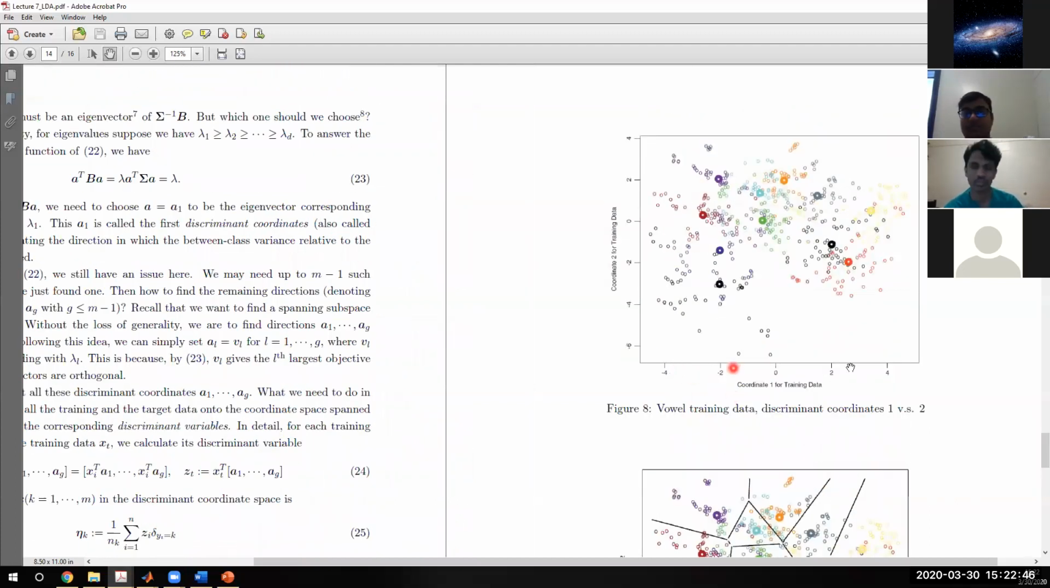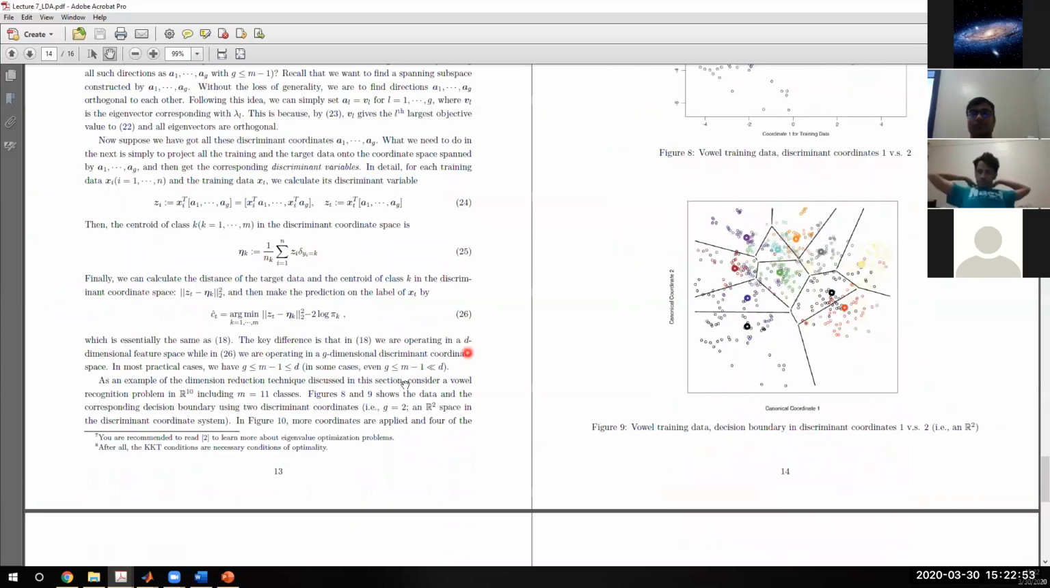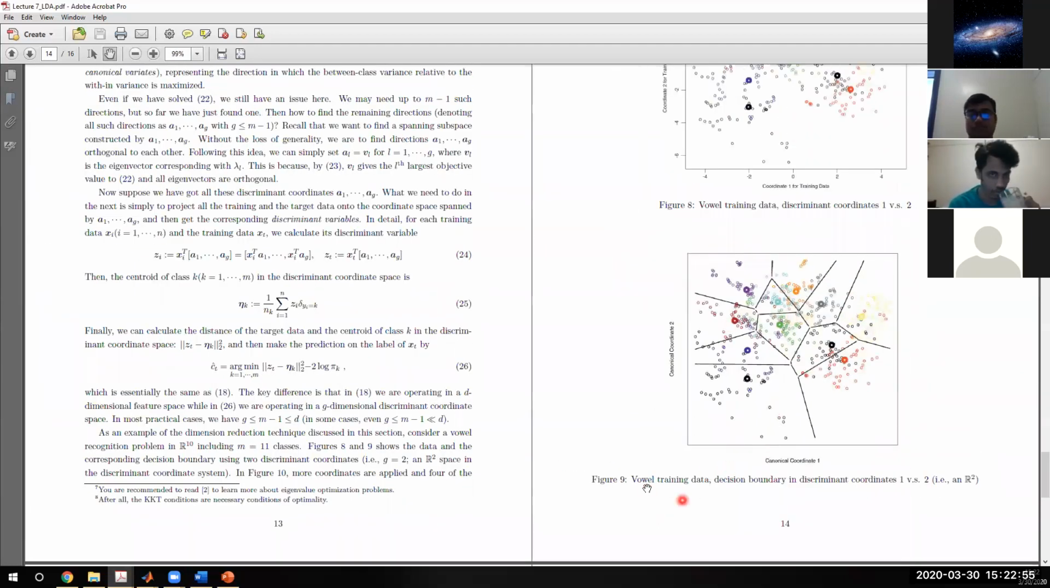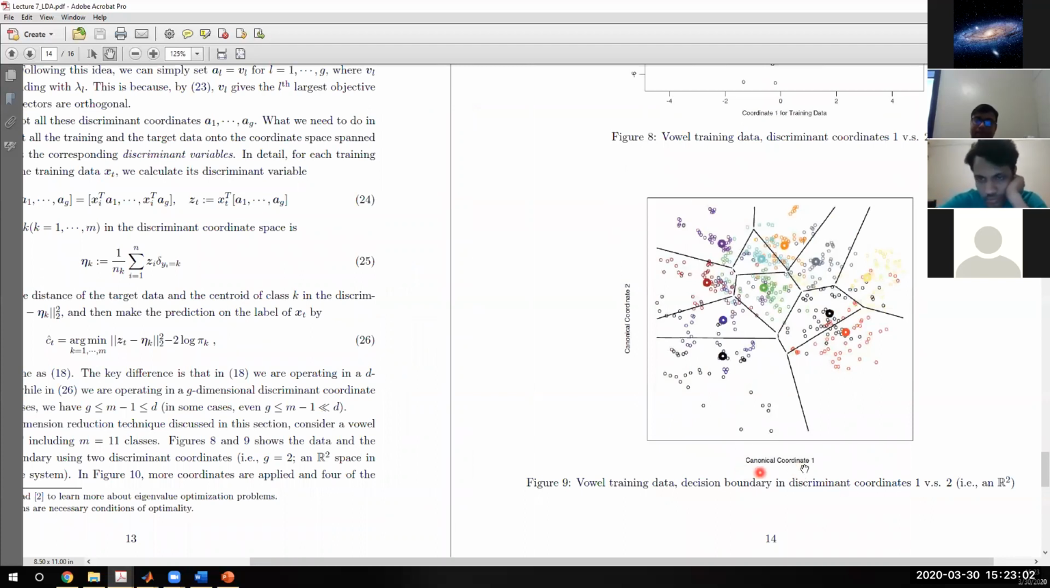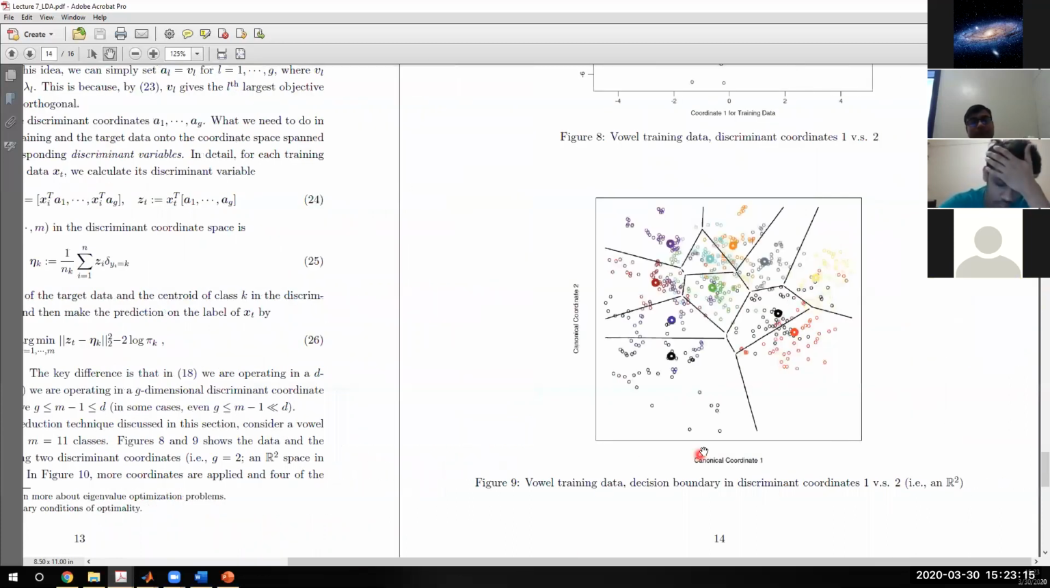For example, this is coordinate 1 and this is coordinate 2. Here, the coordinates I mean are kind of like the original coordinates. And then this is the training data, which depends on only 2 coordinates. However, be careful. Here, they're canonical coordinates. Canonical coordinates is the same as the A1, A2 here, okay? It's discriminant coordinates already. It's also called canonical coordinates. So this is a classification result.